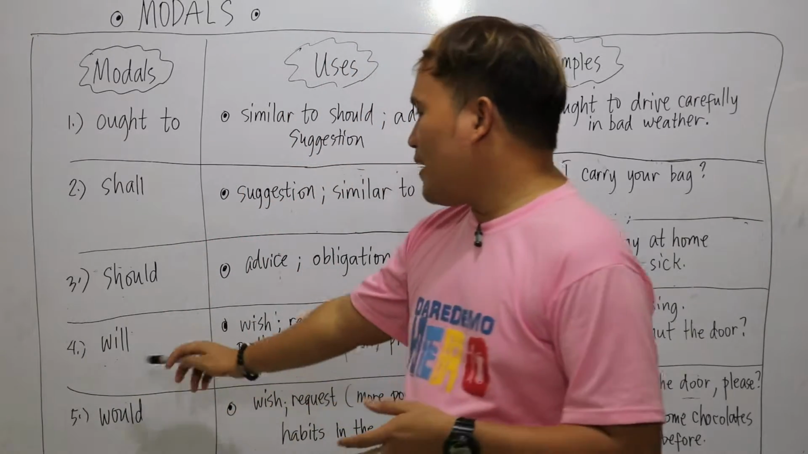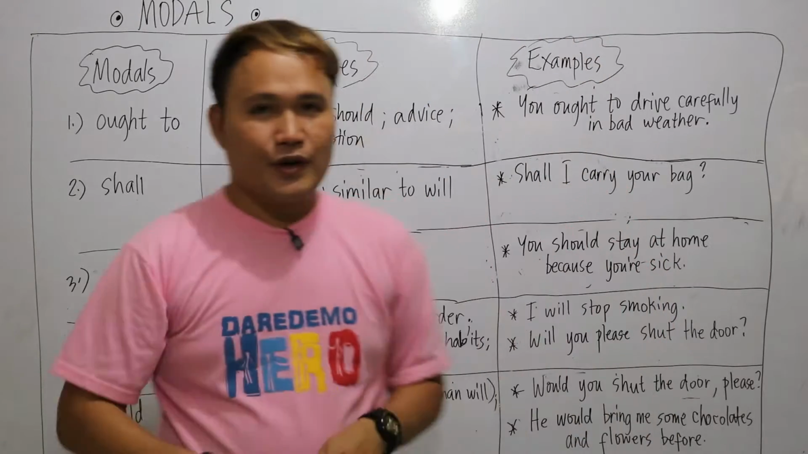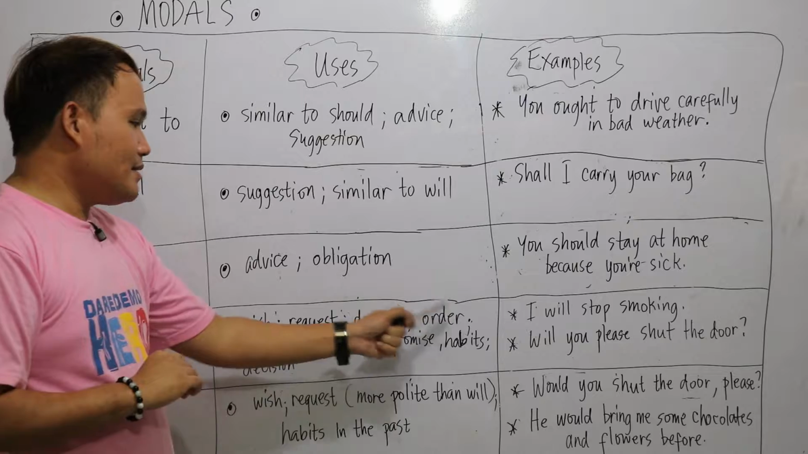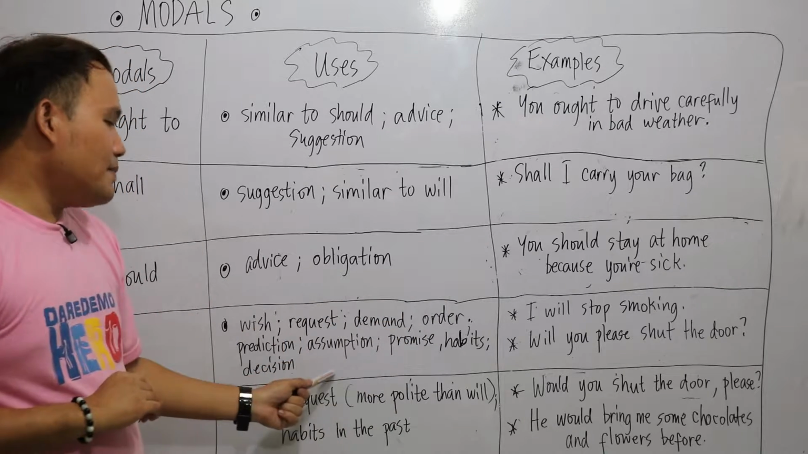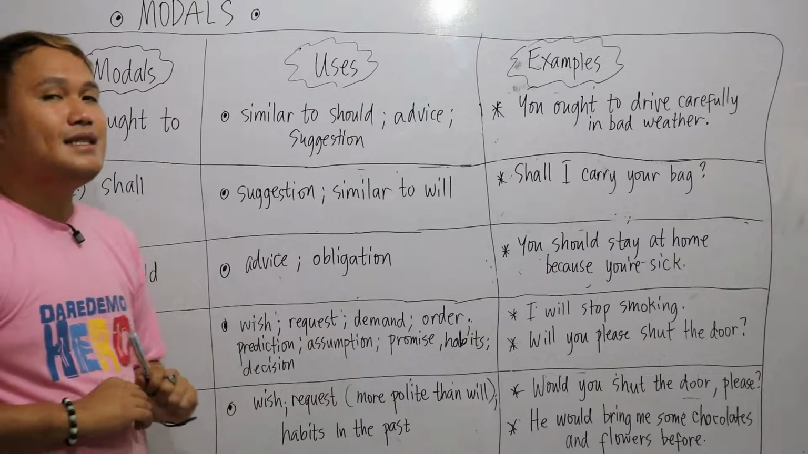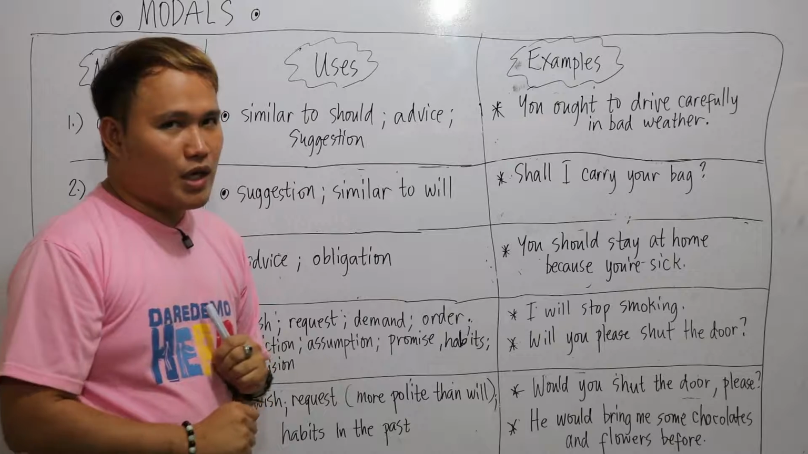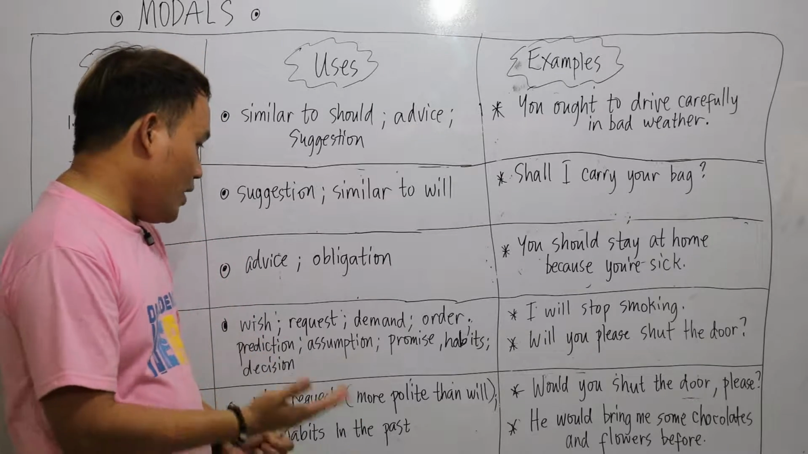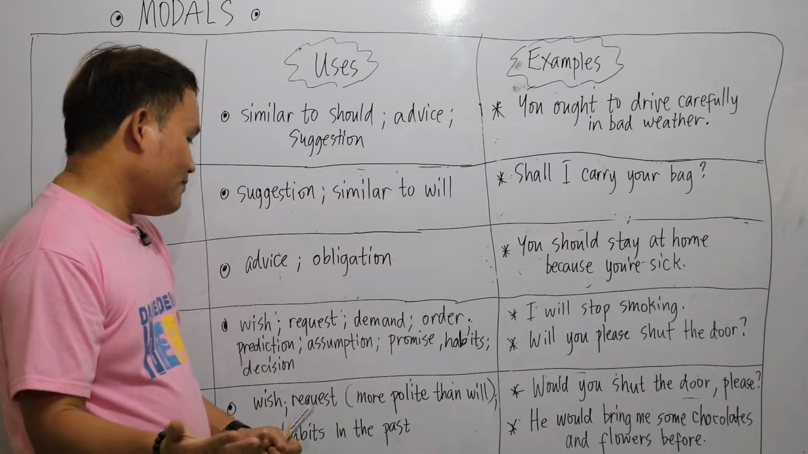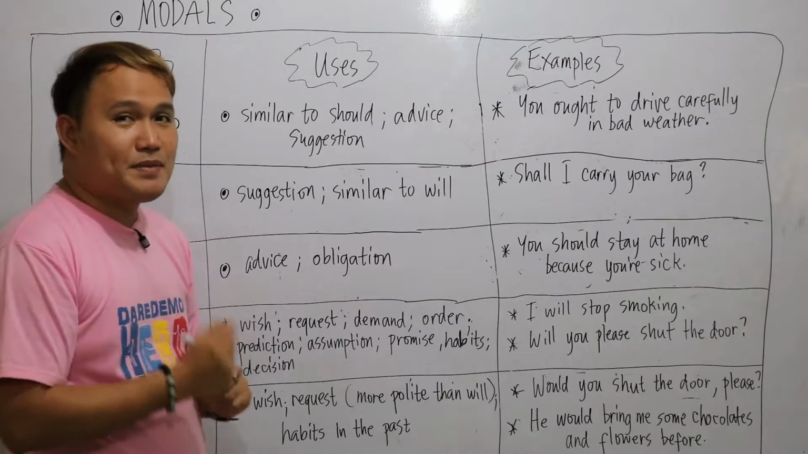Let's have will. Again, will is similar to shall. However, it's more specific to wishes, requests, demands, order, prediction, assumption, promise, habits, decision. Let's have an example. I will stop smoking. So it conveys what? It conveys a wish. So I will stop smoking.